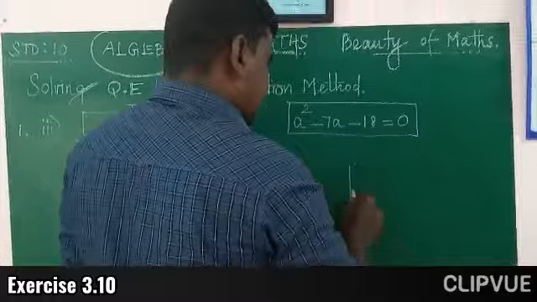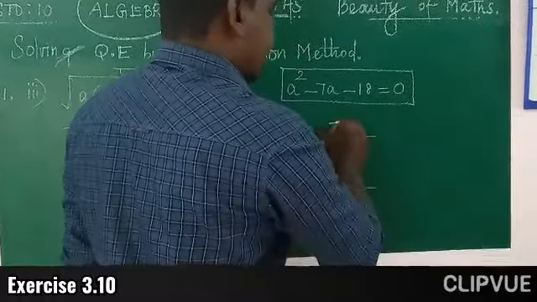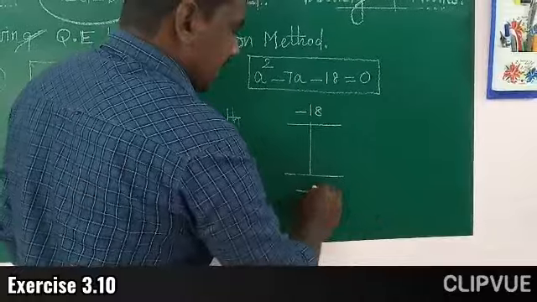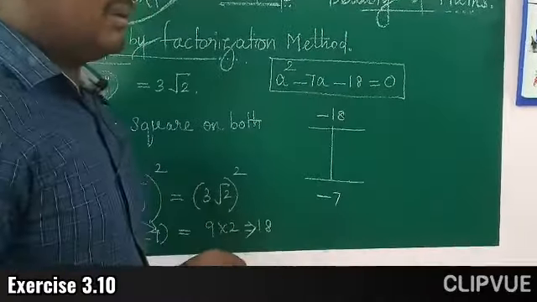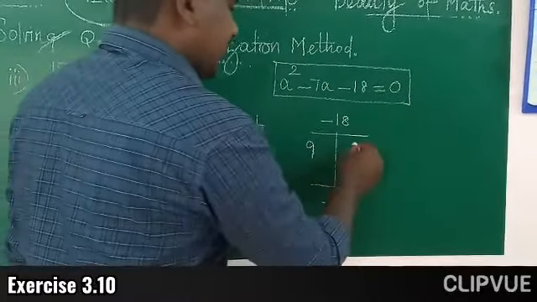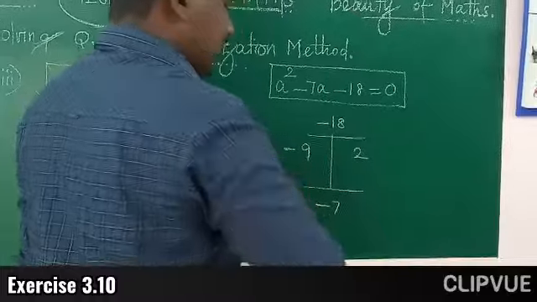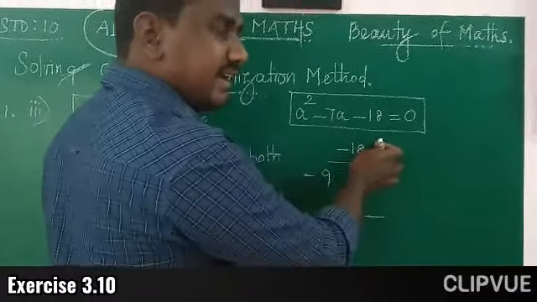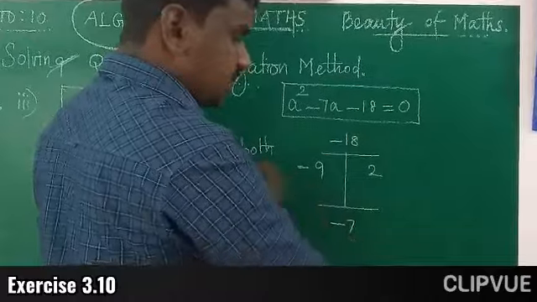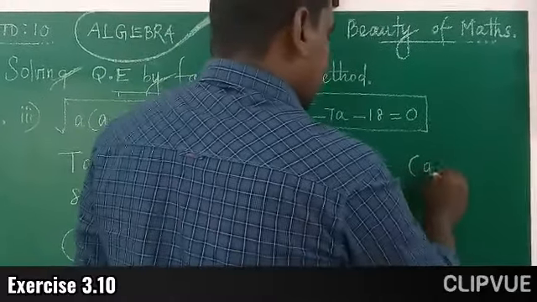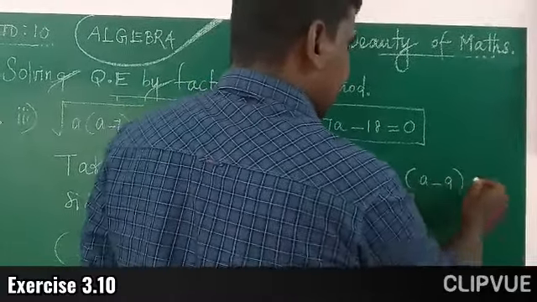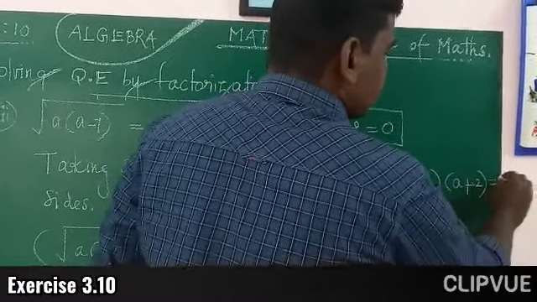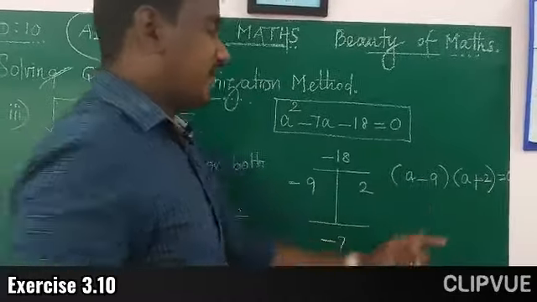Let us find their factors. 18, this constant term, is the product of two values, and this minus 7 is the sum of the same two values. You may take 9 and 2. If you take minus 9 and plus 2, minus 9 into 2 is equal to minus 18. Minus 9 plus 2 gives minus 7. So (a minus 9) into (a plus 2) is equal to 0. These two are the factors.